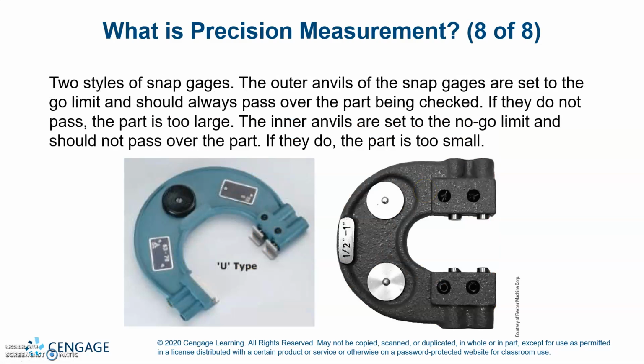Two styles of snap gauges. The outer anvils of the snap gauges are set to the go limit and should always pass over the part being checked. If they do not pass, the part is too large. The inner anvils are set to the no-go limit and should not pass over the part. If they do, the part is too small.